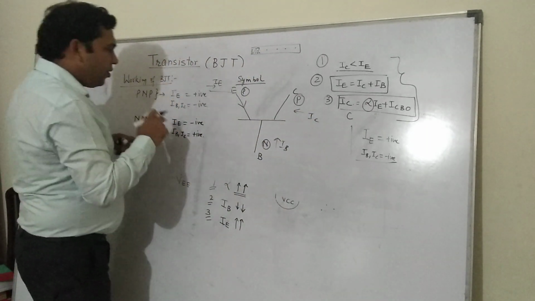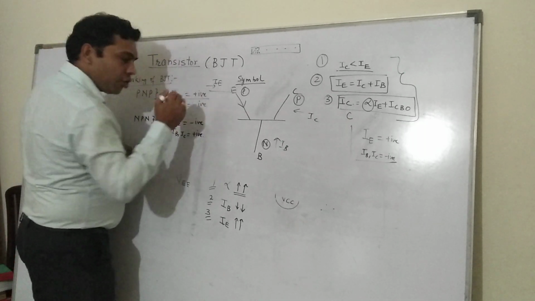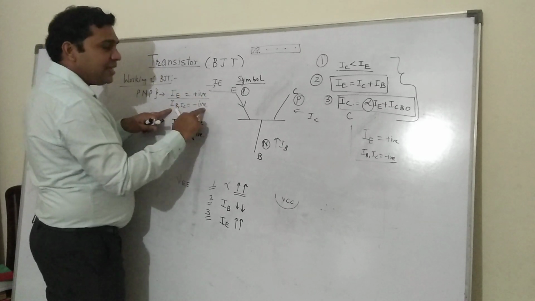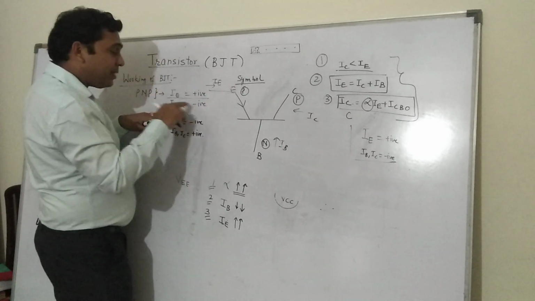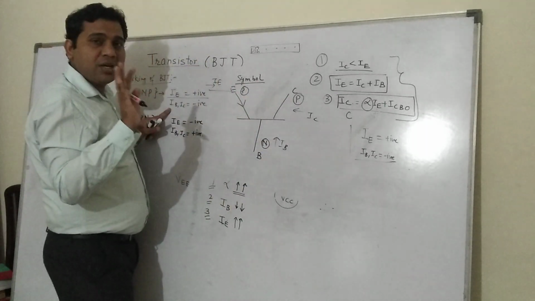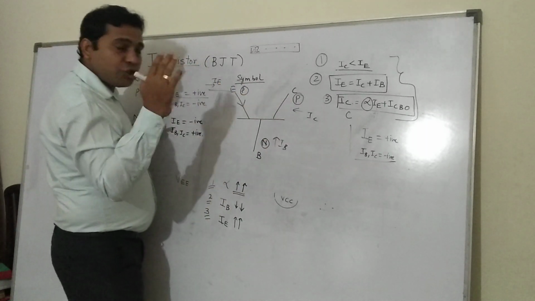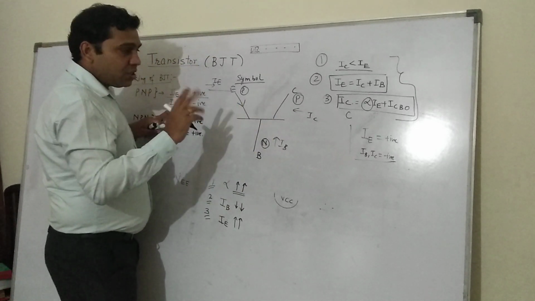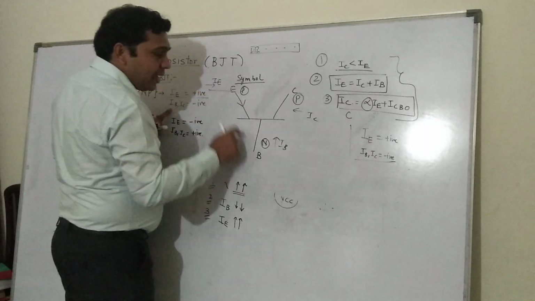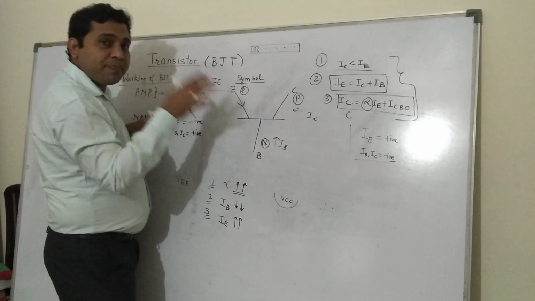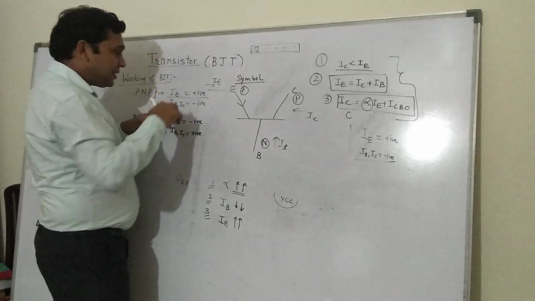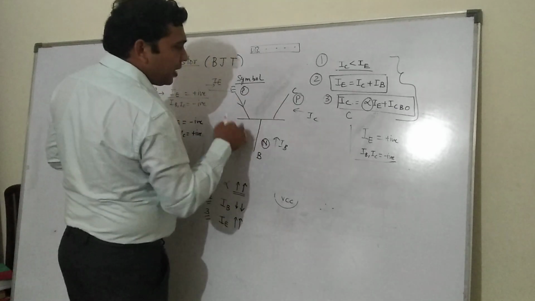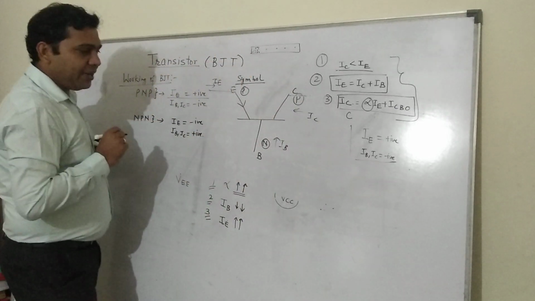But whenever we draw the characteristics, if it is a PNP transistor, IE we will take positive, and IB and IC we will take negative. What does it mean? It means that IB and IC are leaving from the transistor, even if we have shown IB and IC entering into the transistor. In many books, the author takes IE, IB, IC all entering into the transistor, but whenever they plot the characteristics, they take IE positive, IB and IC negative. So this is the symbol for a PNP transistor.